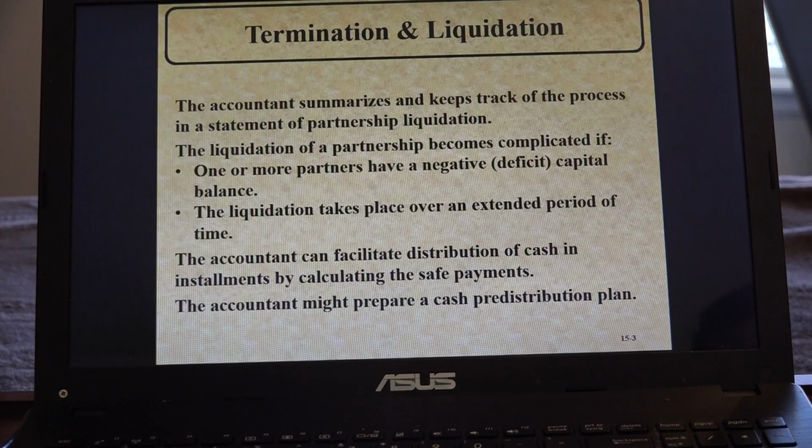Kind of like what you saw with bankruptcy, the partners don't necessarily want this to take a lot of time, so they may not wait for the best and highest price for the non-cash assets that need to be sold. They're looking for the best price under the circumstances at the quickest point.